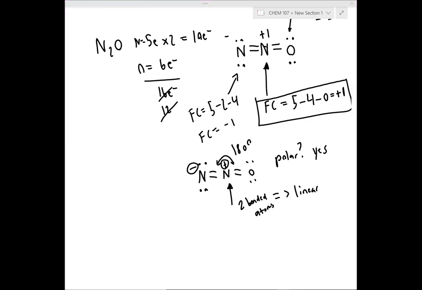We're still working on number 43. We're working on the third structure in question 43. Does that make sense? Perfect. So that's the complete response for N2O. Let's move on now to the fourth structure, which is H2O2.